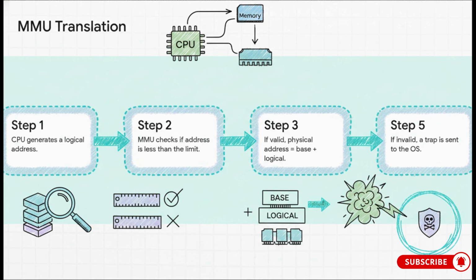10,000 plus 100 is 10,100. That's our physical address, which you see in Step 4. But this also gives us protection. That's Step 5. What if the program tries to access address 6,000?